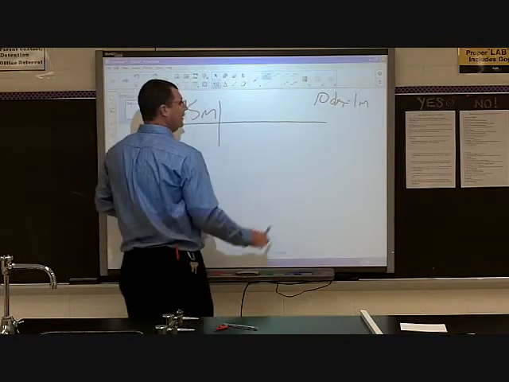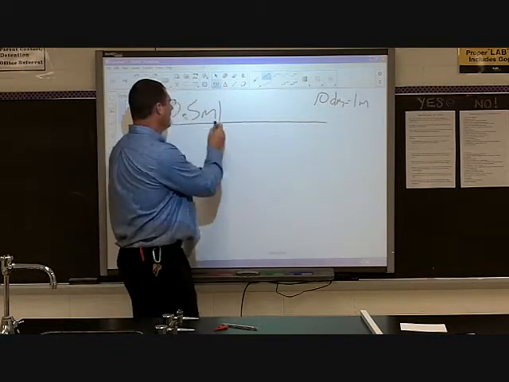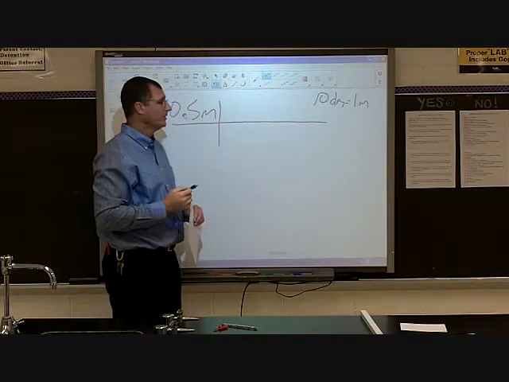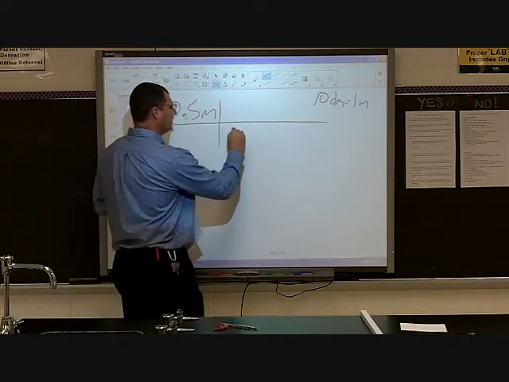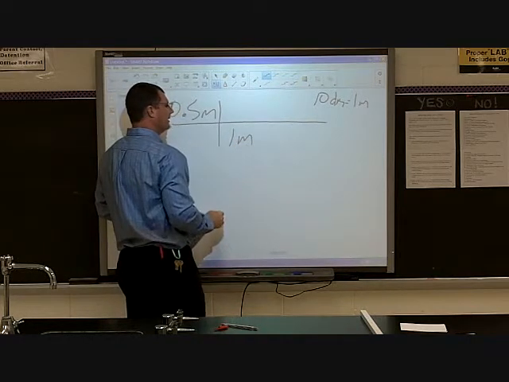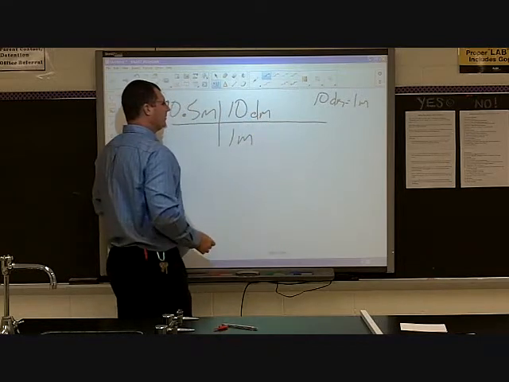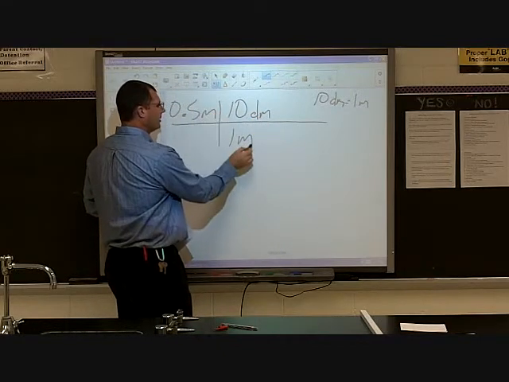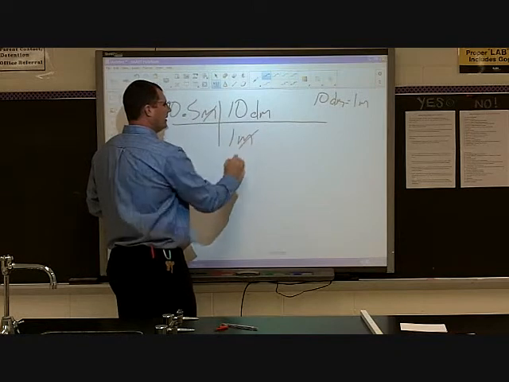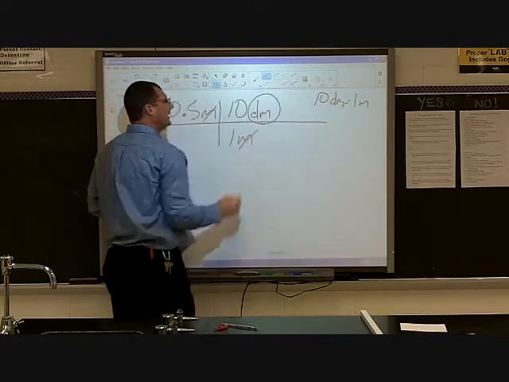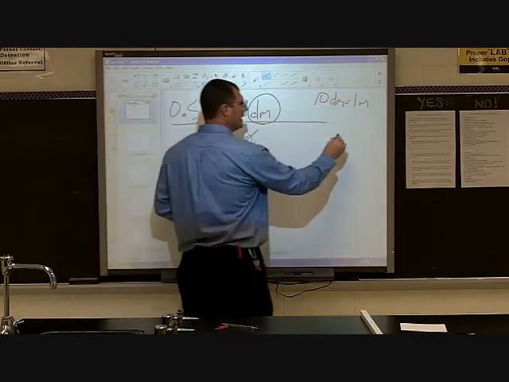So we said we could write this either way. I'm trying to get rid of my meters and put it in terms of decimeters. So the way I'm going to do it is I'm going to put the 1 meter down here, 10 decimeters up on the top. That way my meters are opposite of each other and they will cancel out. I'll be left then with the decimeters, and that's what I wanted my answer in to start with.